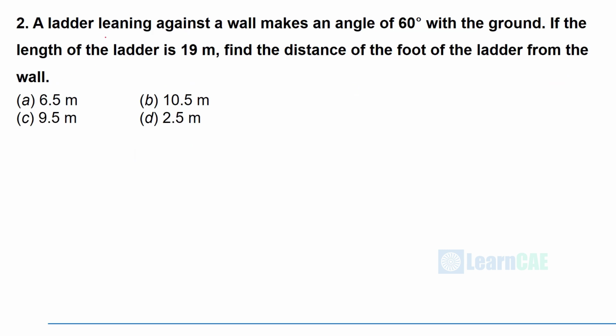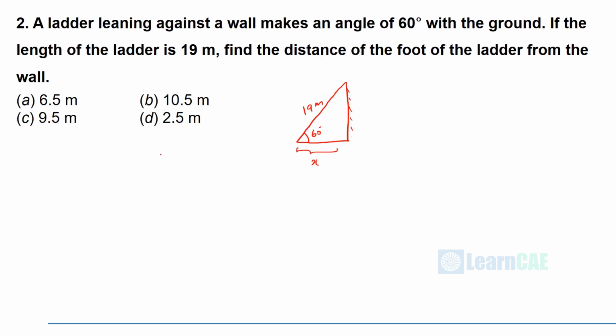Next question. A ladder leaning against a wall makes an angle 60 degree with the ground. If the length of the ladder is 19 meters, find the distance of the foot of the ladder from the wall. Let us draw the wall. The ladder is leaning against the wall at an angle 60 degree. The length of the ladder is 19 meters. They are asking the distance of the foot of the ladder from the wall, that is this distance.